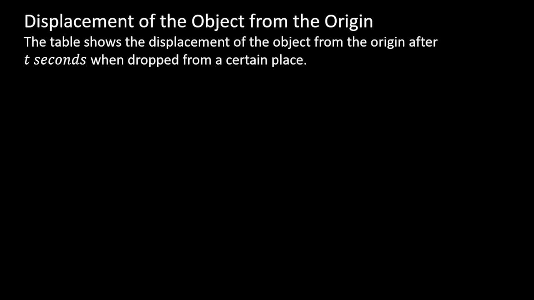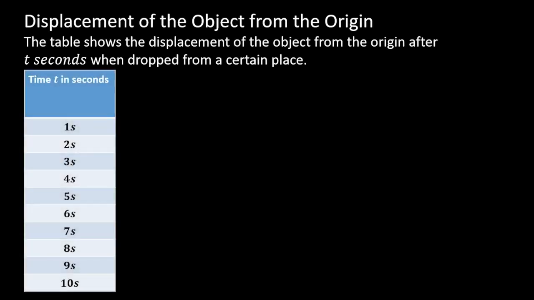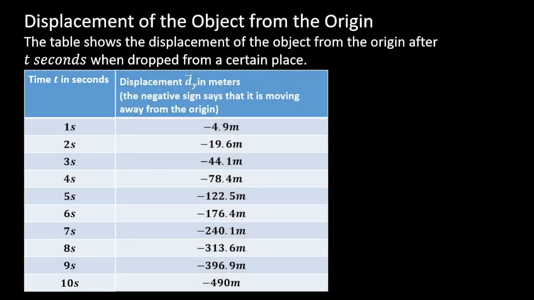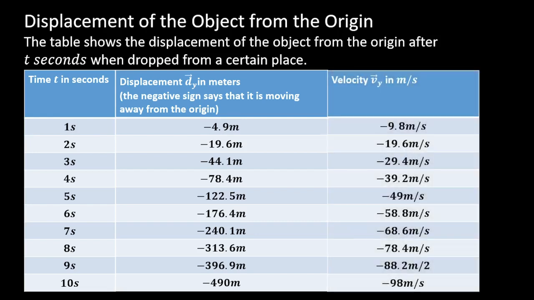On the table shown below, in the first column, each row shows time t given in seconds. In the next column, the values of the displacement in meters have a negative sign because it is moving away from the origin. In the third column, each row reveals the value of the velocity along the y-axis in meters per second.